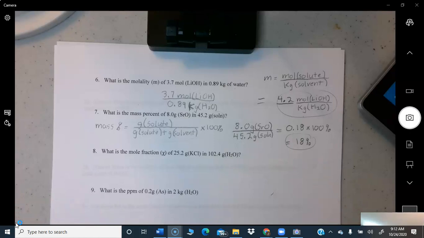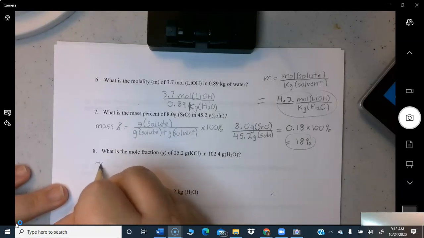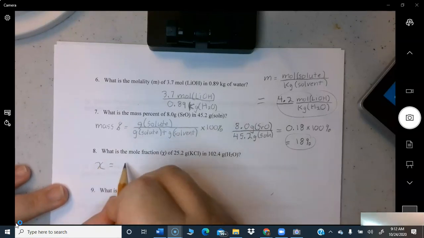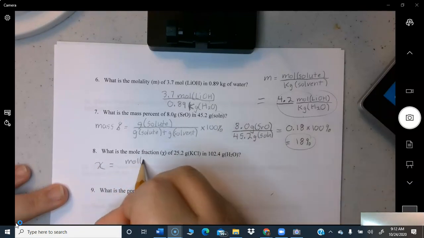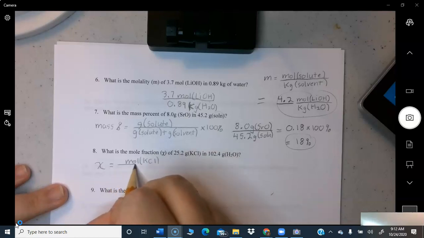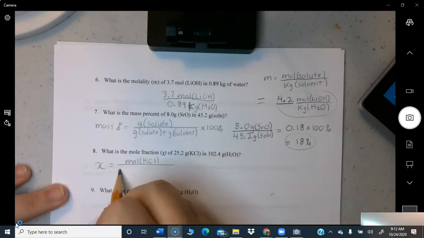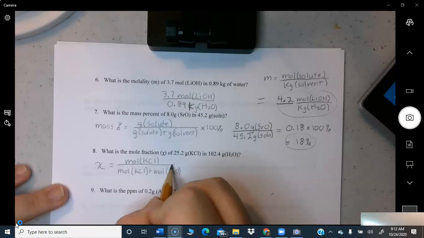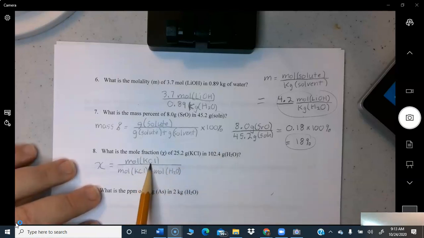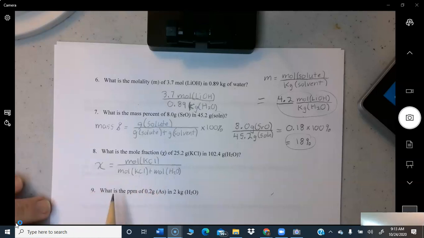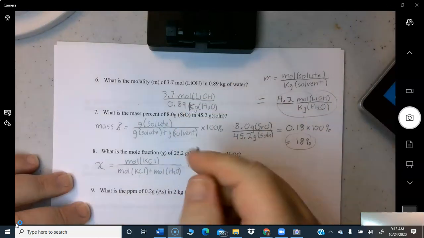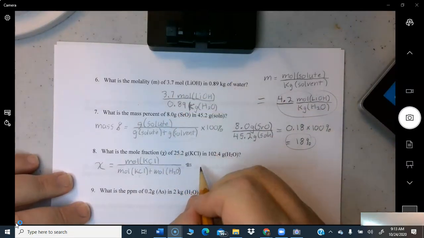Okay. What is the mole fraction, and that's chi, that Greek letter chi, of 25.2 grams of KCl plus 102.4 grams of H2O? All right, so mole fraction, chi, is going to be moles of your solute. And I didn't write the official formula here. Let me do that, actually. Over moles. Okay, there you go. So it's moles, in this case, it's moles of solute over moles of all solutes. If there was more than one solute, you would add them all together. So moles of KCl, moles of H2O. So let's go ahead and do that.